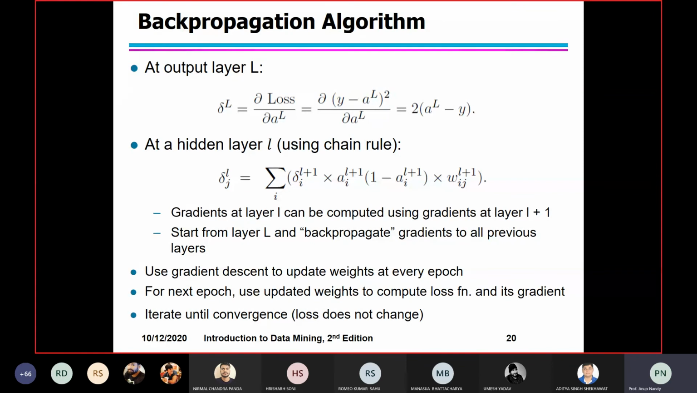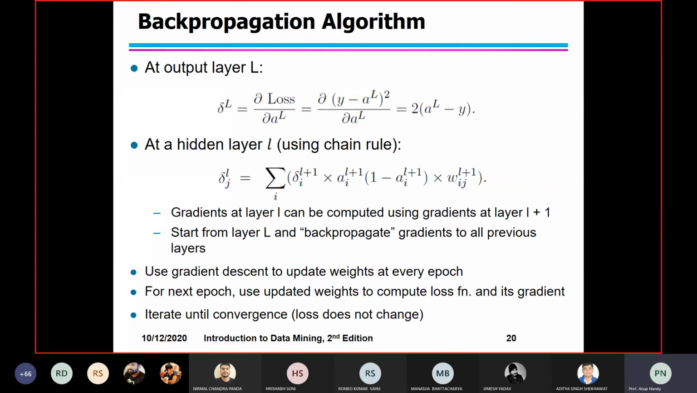So the output layer for the delta that we have already computed for this. What is the error gradient? Delta is called the error gradient for the output layer, and the error gradient in the hidden layer has a summation. So the gradient at layer L can be computed using the gradient at layer L plus 1. That was already explained.